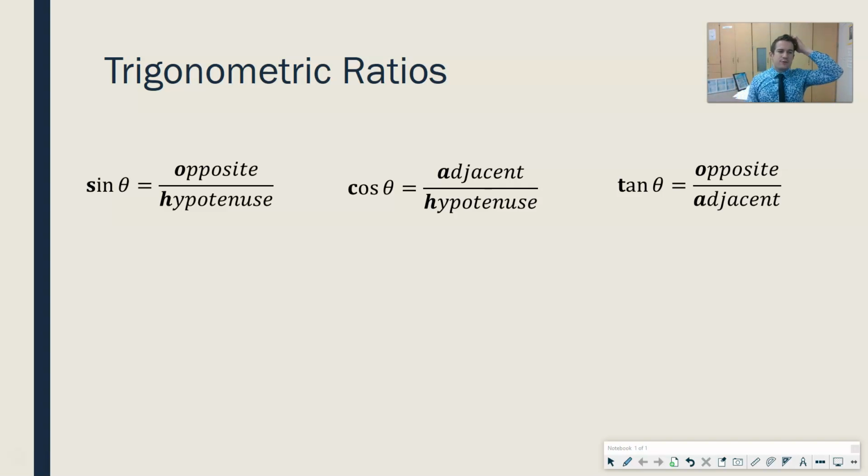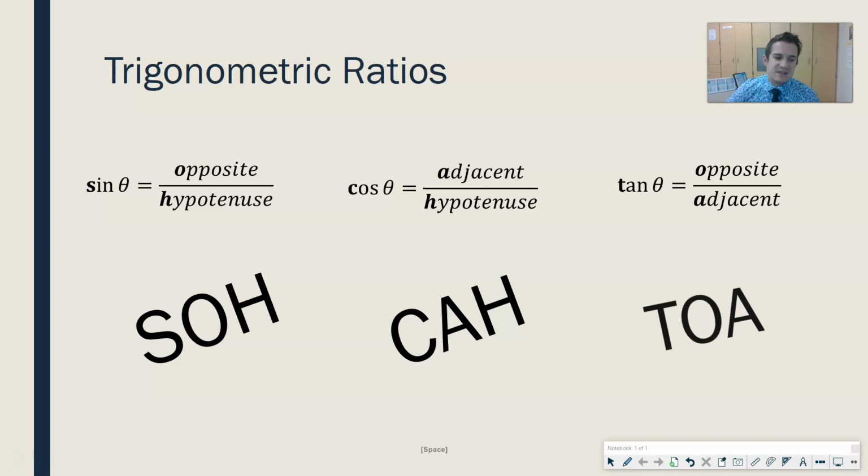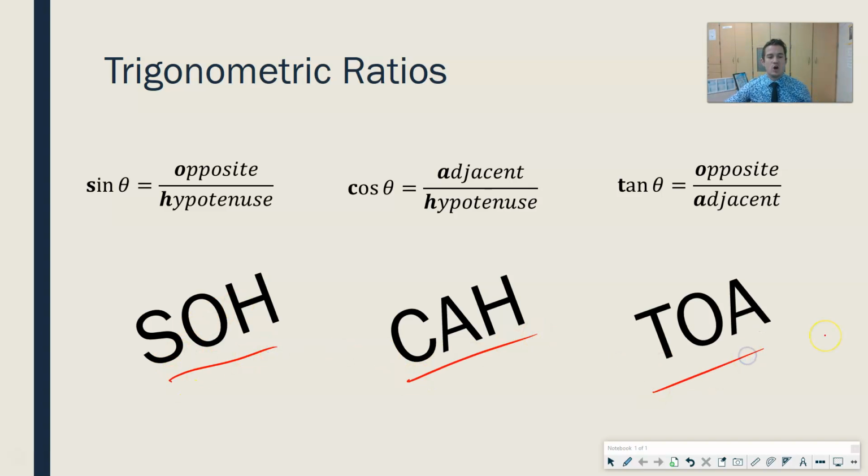So all those different fractions might seem like a lot to remember. It might seem like you're going to get them mixed up a lot. So here's a mnemonic to help you remember the relationship between each of these sides. The mnemonic is SOHCAHTOA. The SOH part stands for sine is opposite over hypotenuse. CAH stands for cosine is adjacent over hypotenuse. And TOA is short for tangent is opposite over adjacent.